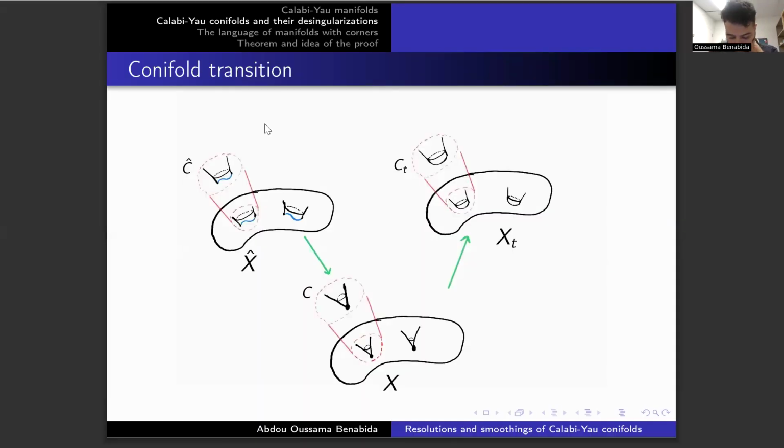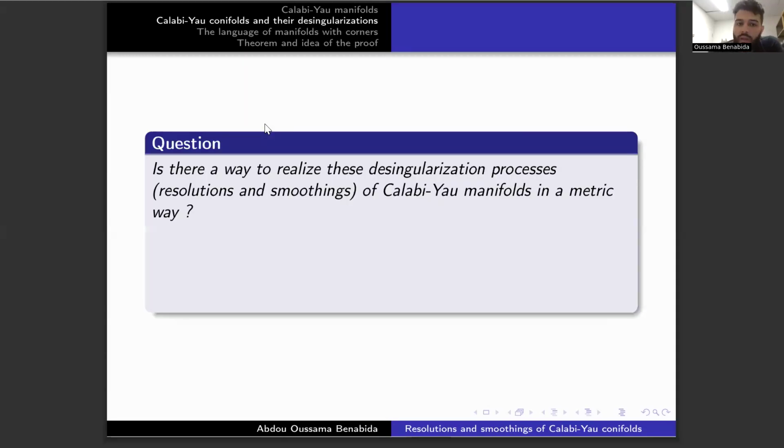So this is how we imagine these conifold transitions. So we have this X hat here, we have these subvarieties. We are contracting these subvarieties such that locally we have something that looks like a certain model cone. And then we do a smoothing and we have these fibers X_t. And so this will be the motivating question for our result.